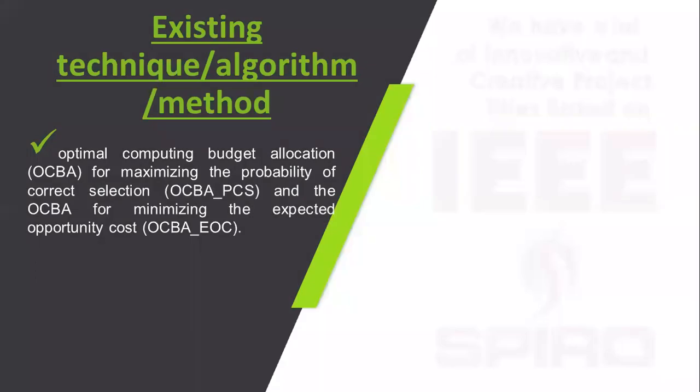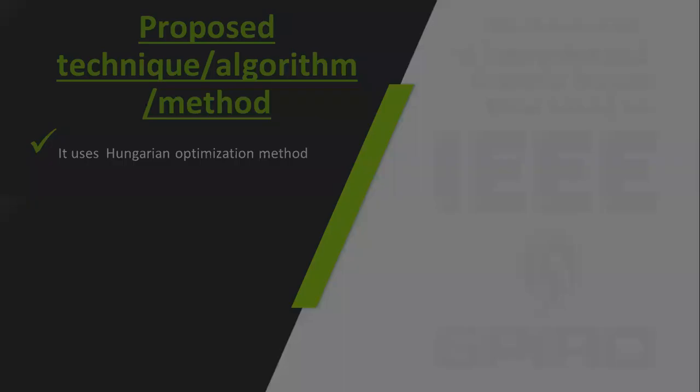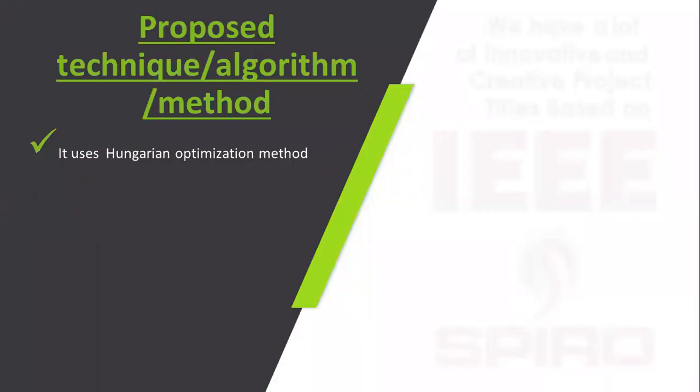In the existing system, they use optimal computing budget allocation for maximizing the probability of correct selection, and these are the basic algorithms or techniques used in the existing system. It is not efficient, so we go into a new method. In this proposed system, we use the Hungarian optimization method. It is used efficiently for allocations in an optimal way.